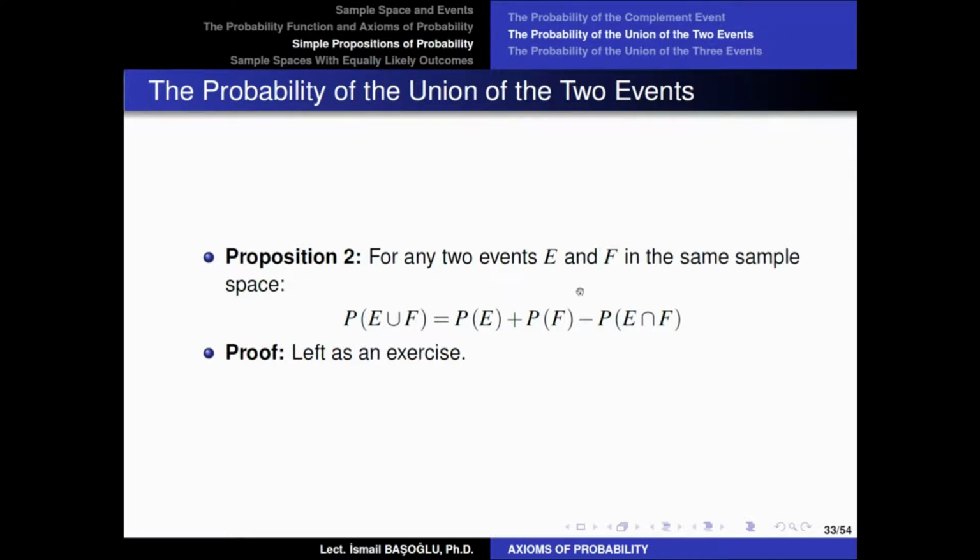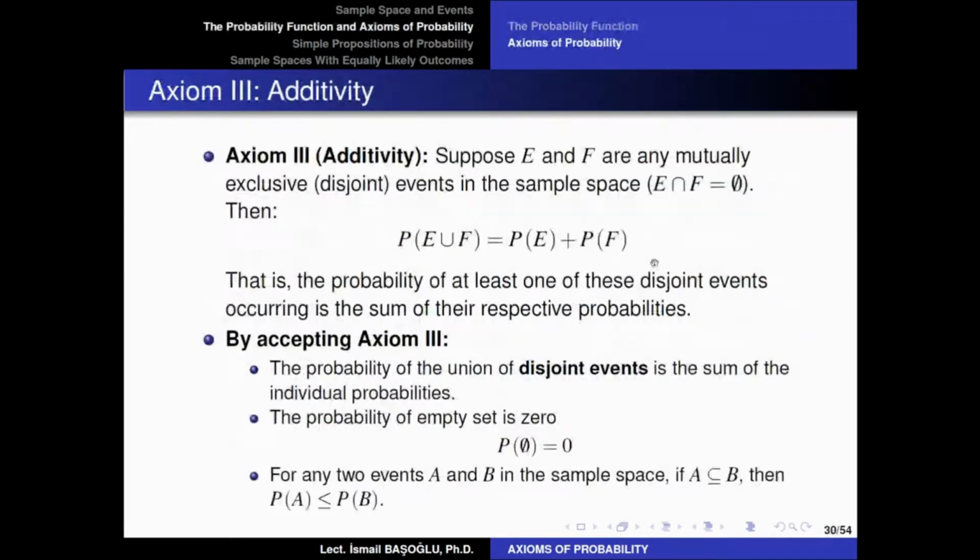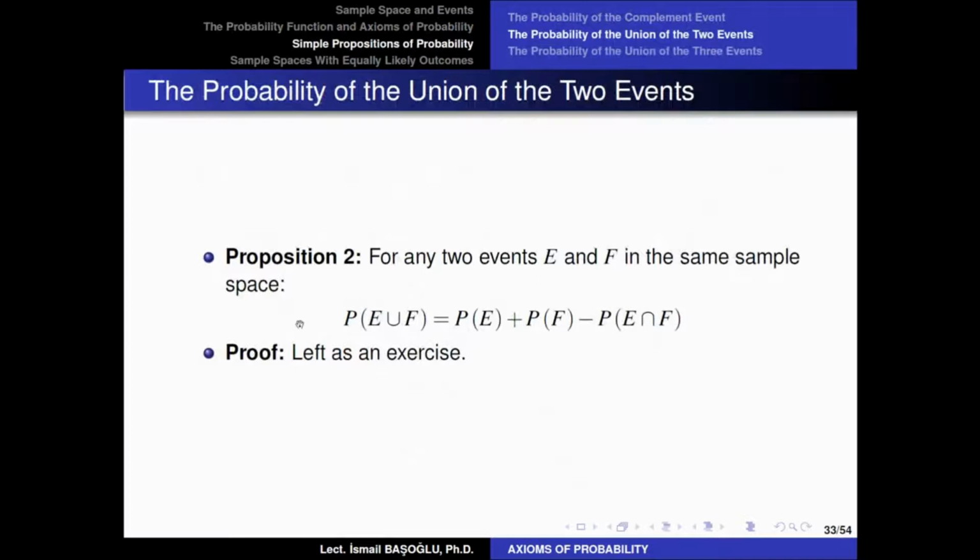Now, actually, if these two events are disjoint, then their intersection will be empty. And what we know from the axioms, the probability of the empty set will be 0. In that case, this equation will take the form of the third axiom. So please do not forget this equation provided by the second proposition helps us to calculate the probability of the union of the two events.